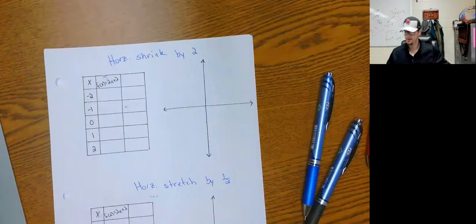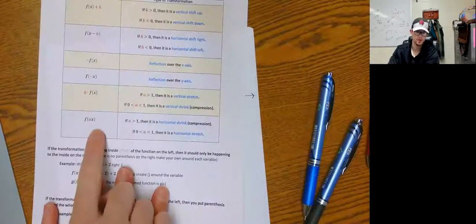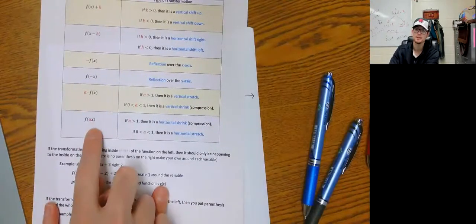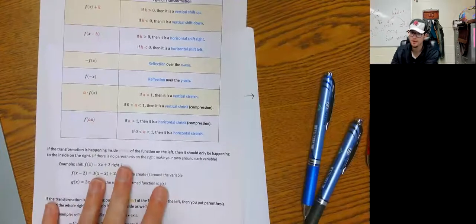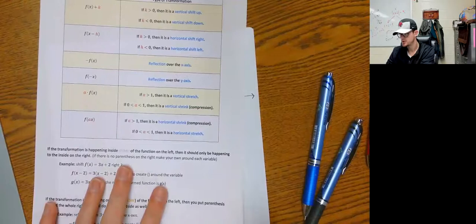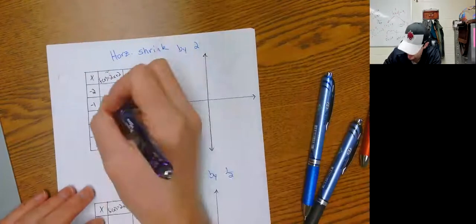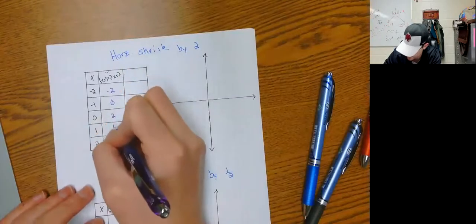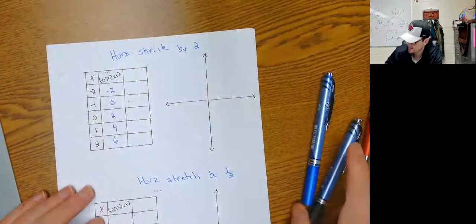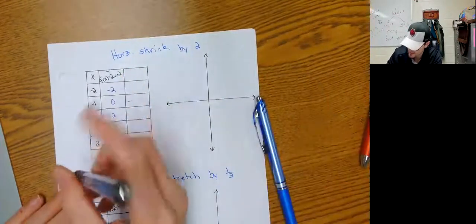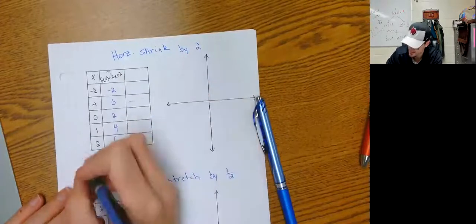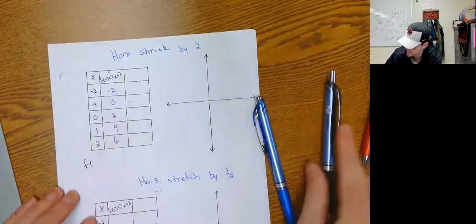Horizontal. Right at the bottom of the list. Horizontal happens specifically to the variable, so it's going to happen to the inside. All right, so we're going to multiply just the variable. So we got negative 2, 0, 2, 4, 6. This stuff is going to happen to the inside. We're multiplying by 2.